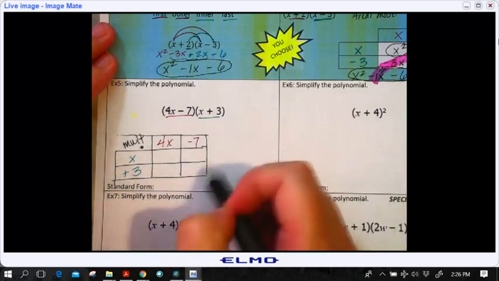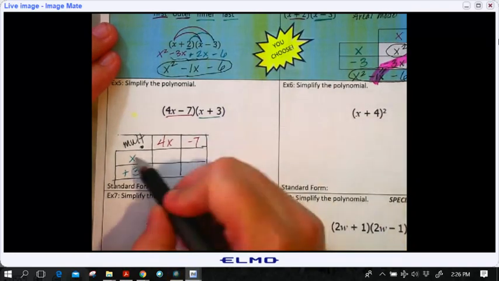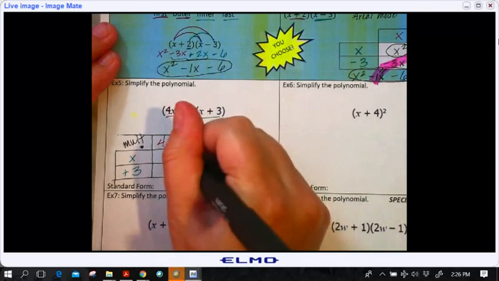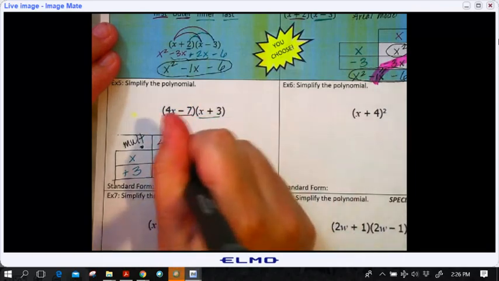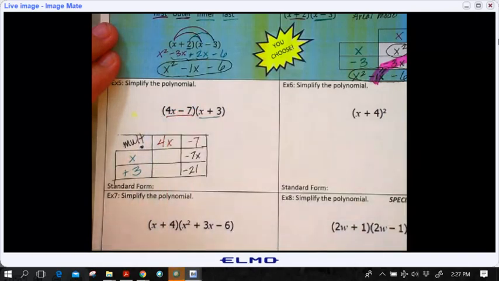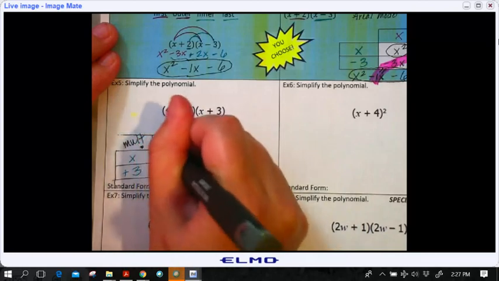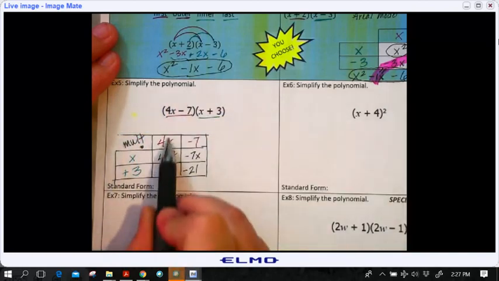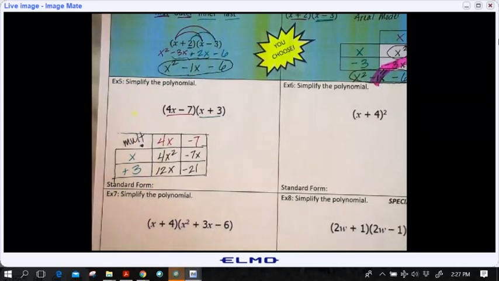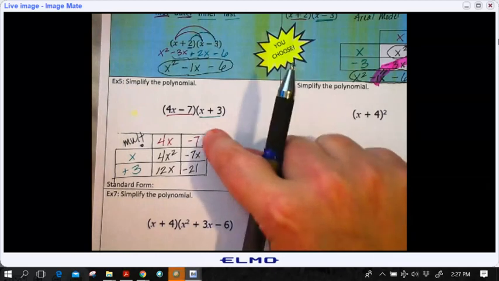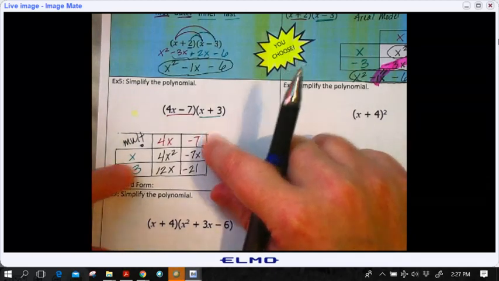Okay, and you can do these in any order that you want to. You could say x times negative 7 is negative 7x. 3 times negative 7 is negative 21. X times 4x is 4x squared. 3 times 4x is 12x. As long as you understand what you're multiplying, okay? Whatever is the top of that column and whatever is in front of that row is what is being multiplied.